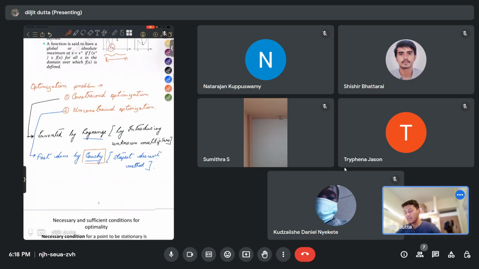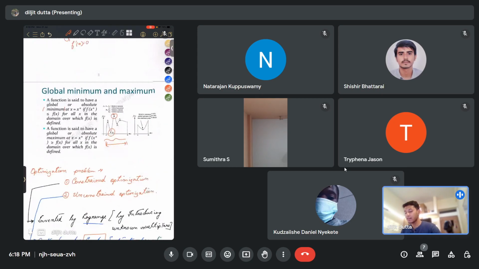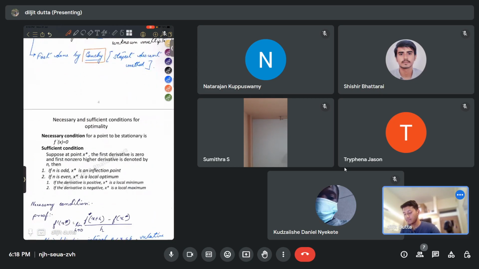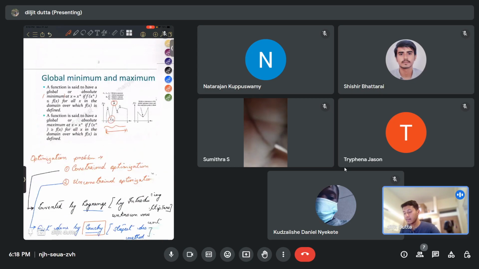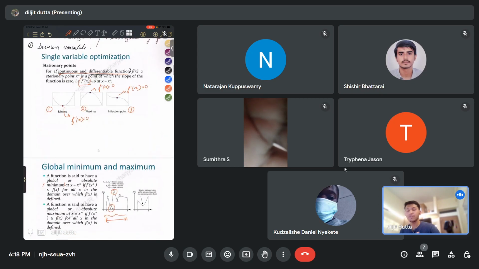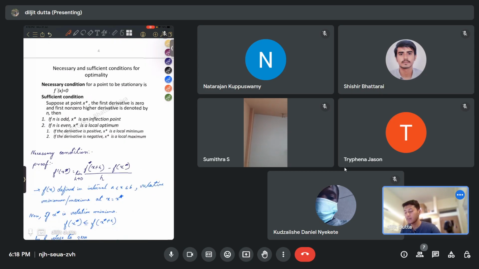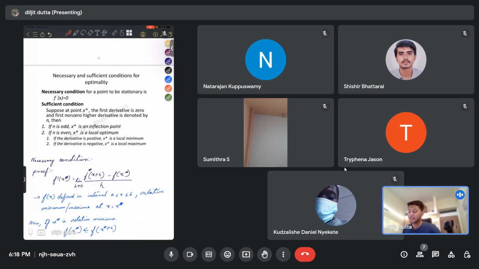Okay. So now we have defined what maxima and minima are. For getting an optimal solution, we first need to have a minima, that is a stationary point in the function. So how can the stationary point be minima or maxima? How do we get a stationary point, and what are the necessary and sufficient conditions for optimality?